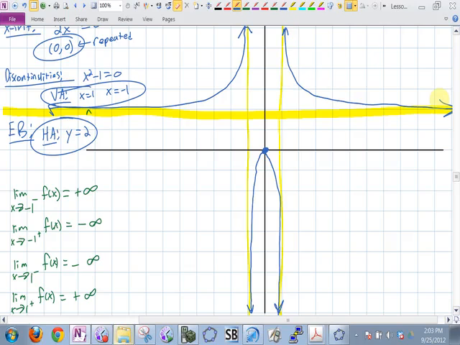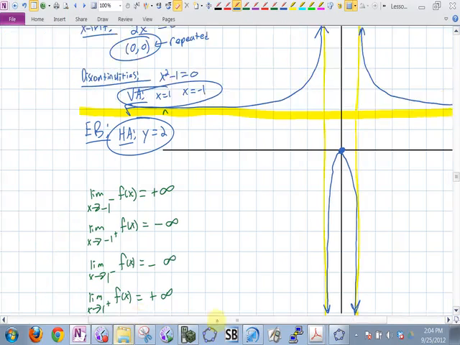Looks good, doesn't it? That is happy. Cool. Any questions on one of these? None? Good, let's do another one.